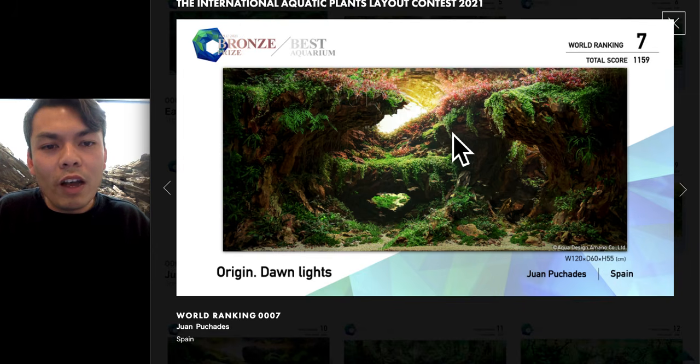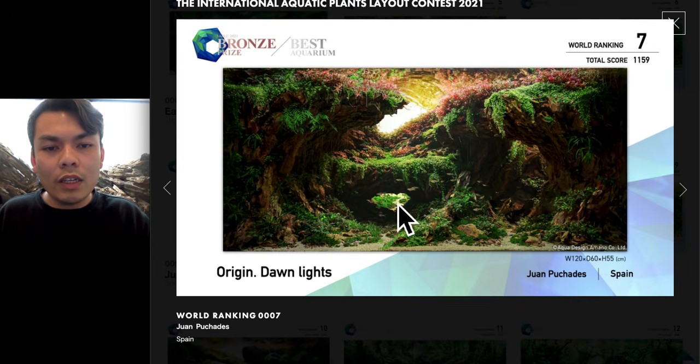So what are the defining features that I notice in this particular aquascape? Well, firstly, I noticed that there are 3 pathways or 3 particular directions that one could look.